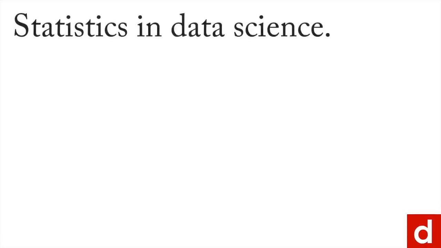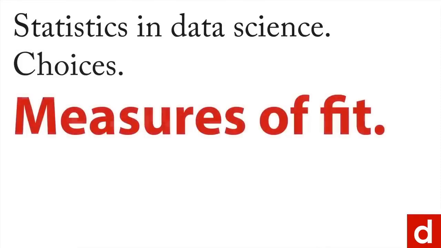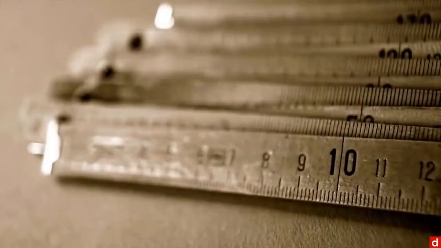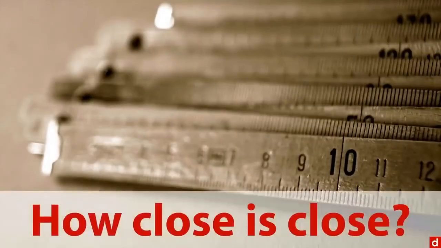The next step we want to consider in our statistics and data science and the choices that we have to make has to do with measures of fit, or the correspondence between the data that you have and the model that you create. Now, it turns out there's a lot of different ways to measure this, and one big question is how close is close enough? Or how can you see the difference between the model and reality?